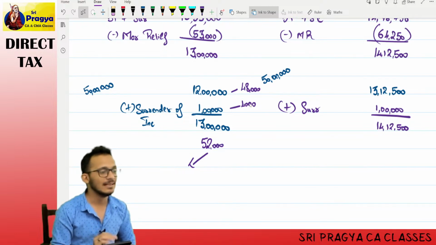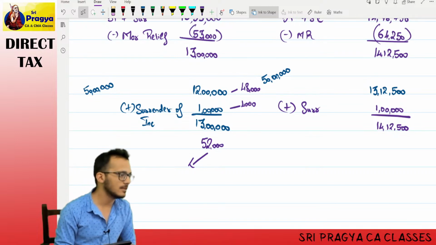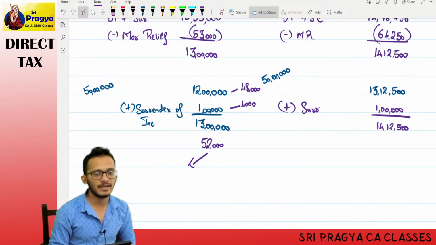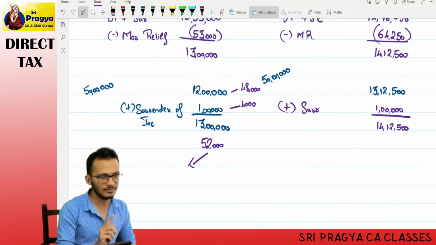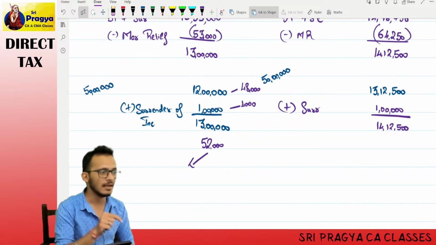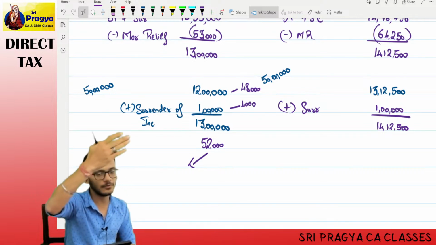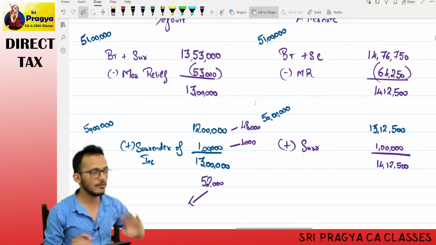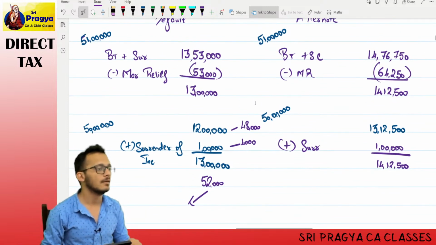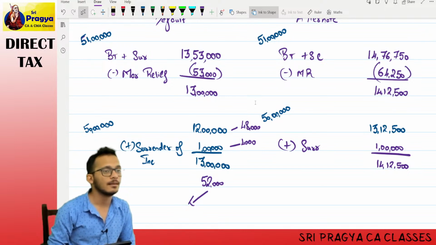Clear? This is your concept of marginal relief. Any doubts? We will do one more question, but let's close this. In your books, you put 51, 50. Yes, on the 51, what will you do? Minus marginal relief.